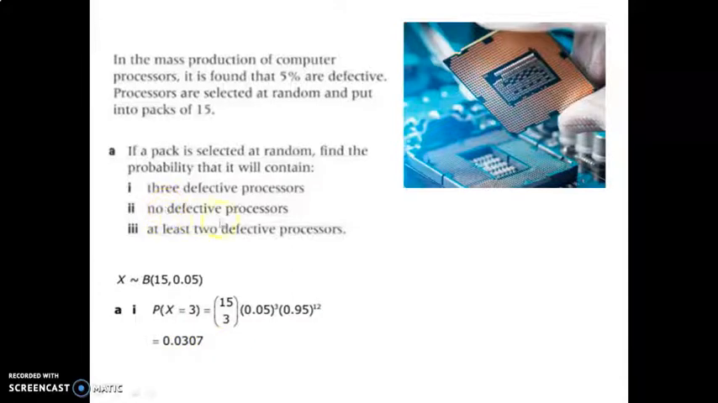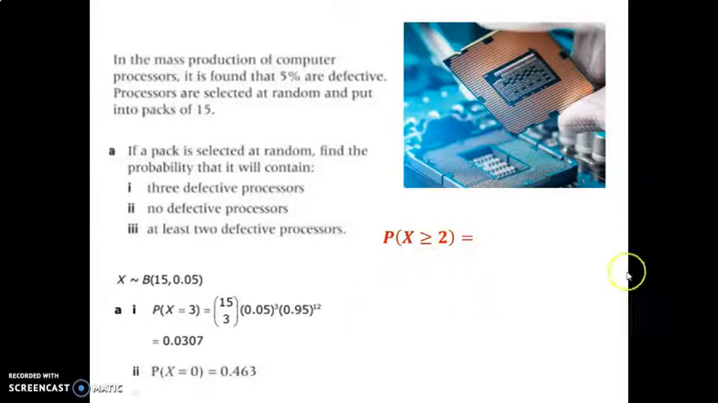Next one, no defective processors. This time we're running probability x is 0, and you should get this value here. Again, you could have done that with binomial PDF. Okay, next, there are at least 2 defective processors. Look at that wording carefully. 2 defective means x is greater than or equal to 2. That's different from what we've been doing. We were looking at ones with some number and under, but now we're looking at some number and above.